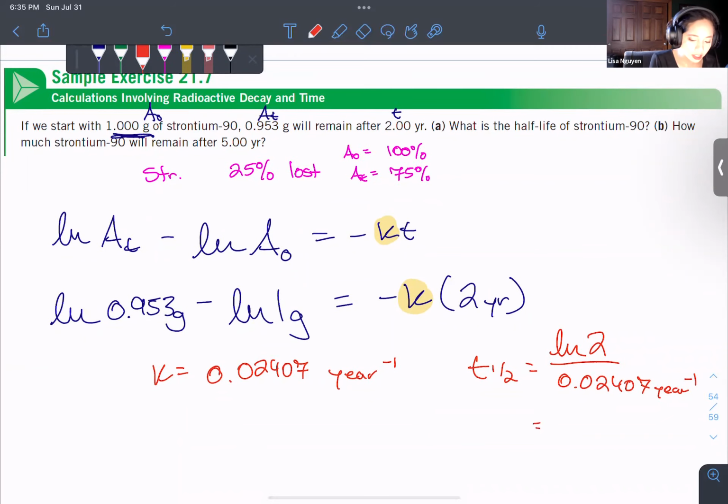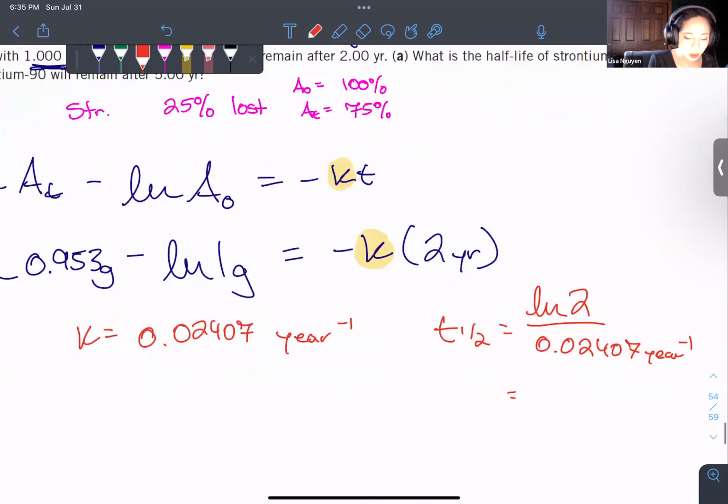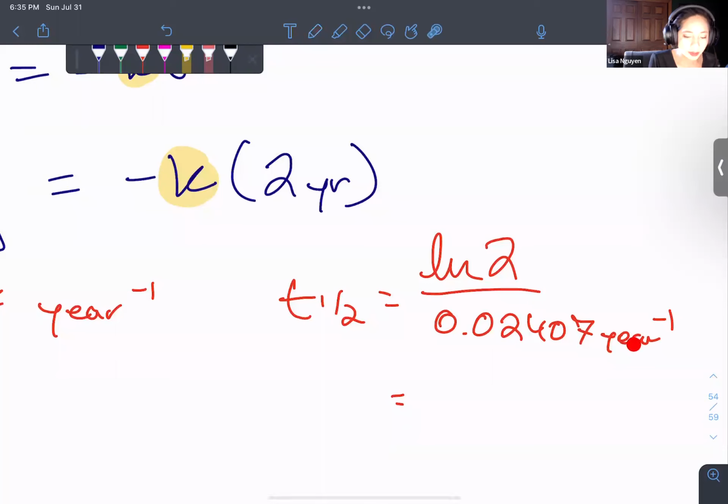And so this will be our half-life value, and it will have the unit of years because in the denominator we have years to the -1. If we're taking something to the -1, it's on the denominator, so it becomes years with no -1 exponent. So we see that t1/2 when you do this is about 28 years.